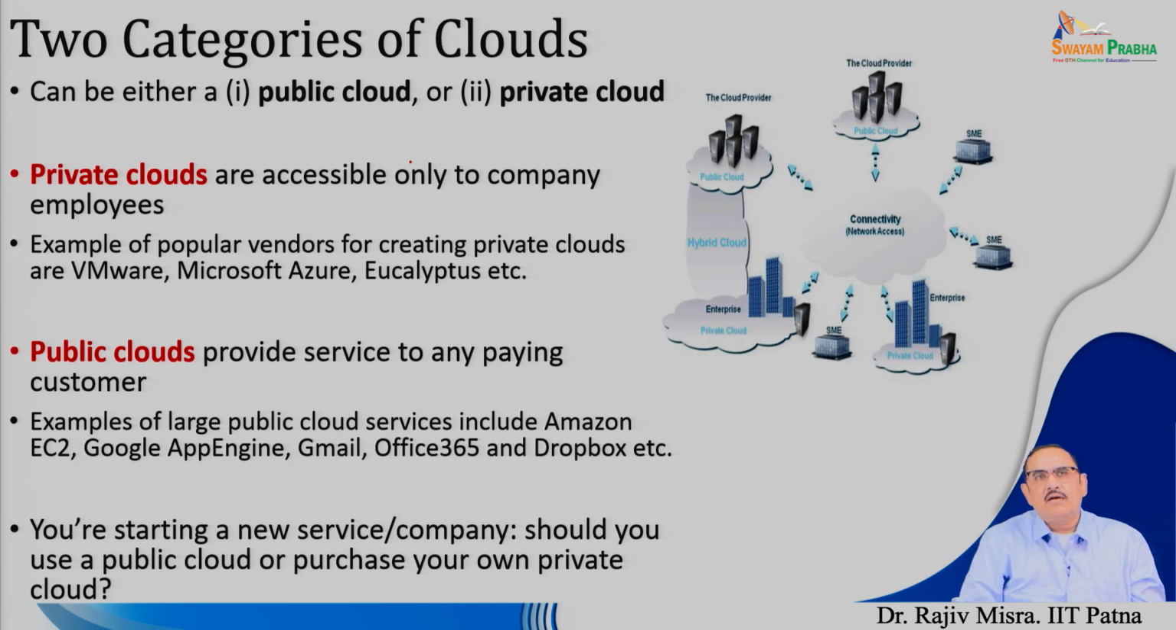Now, coming to the categories of the cloud, there are two types of cloud. One is called public cloud, the other is called the private cloud. Private clouds are accessible only to the company employees, and such popular vendors which create the private cloud are VMware, Microsoft Azure, and so on.